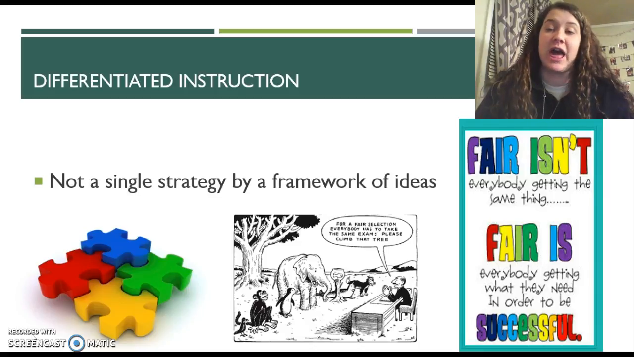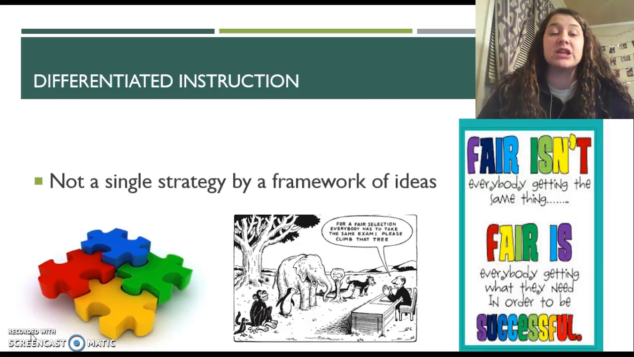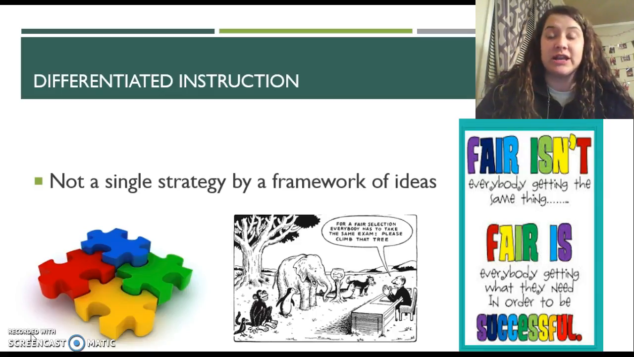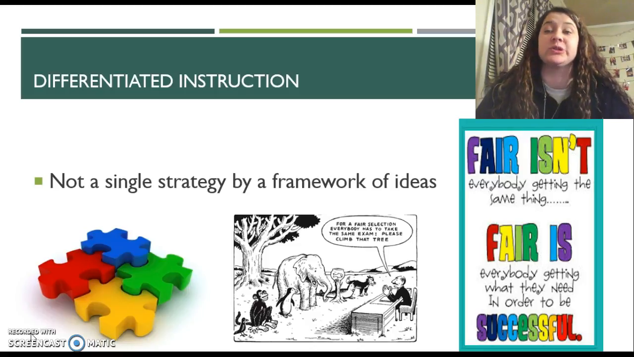Like this picture that I have on my slide: for a fair selection, everybody has to take the same exam. Please climb that tree. Well, obviously, the monkey is going to be very skilled at climbing that tree, and it's going to be very, very easy for him, but it's not going to be so easy for the goldfish in the bowl over there. So differentiated instruction is making sure that everybody gets what they need in order to succeed, not everybody getting the exact same thing.